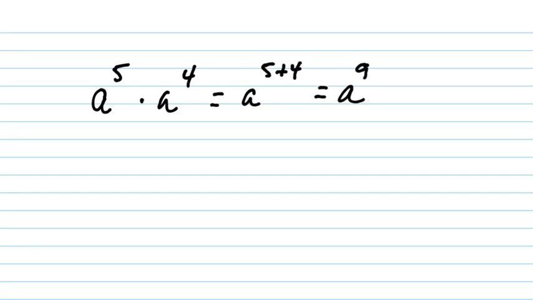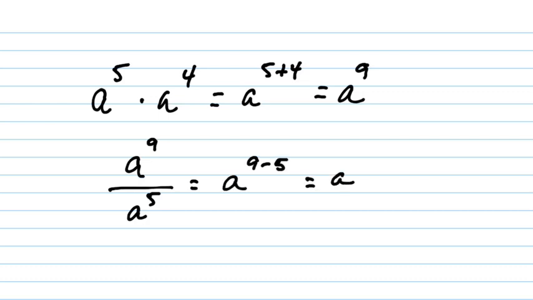So remember that, like, you have a to the 5th times a to the 4th. That's the same as saying a to the 5 plus 4, which is a to the 9. We have a to the 9 divided by a to the 5th. That's the same as saying a to the 9 minus 5, which is a to the 4th. Right? Remember, that was the gist of the whole lesson we did last time.